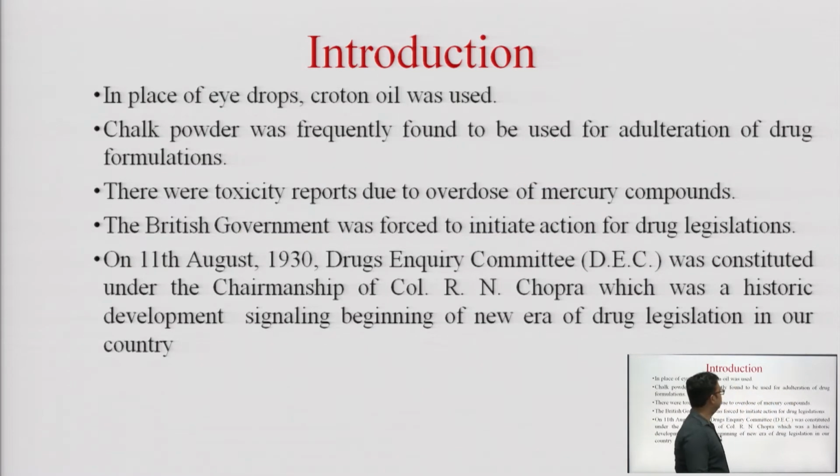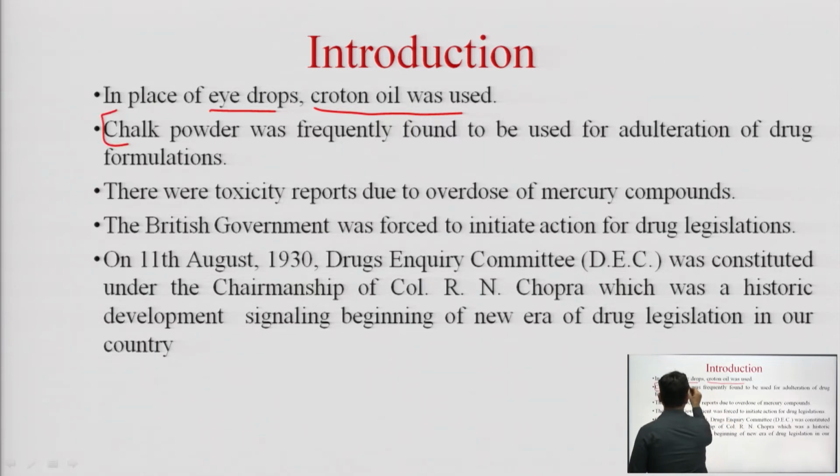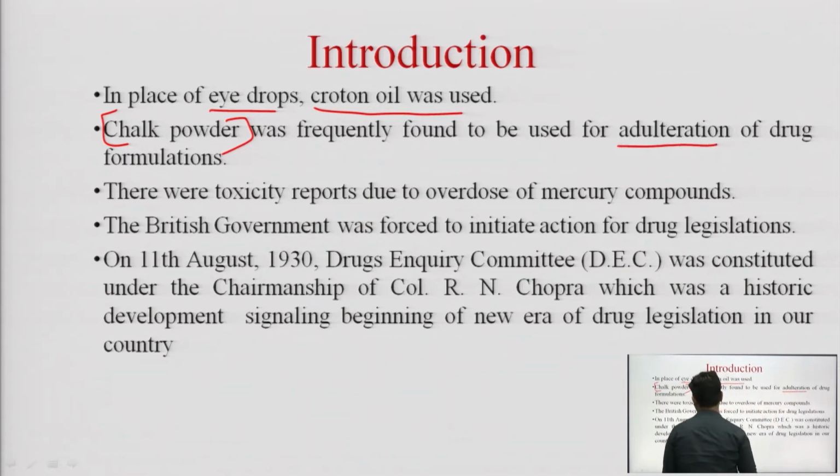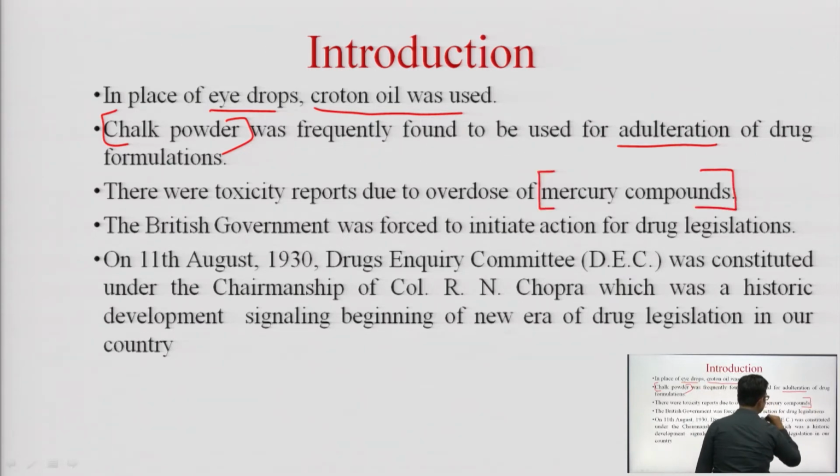So there are a few examples. For example, in the place of eye drops, croton oil was used. Another adulterant was chalk powder. Chalk powder was frequently used for adulteration of the drug formulation. There were toxicity reports due to the overdose of mercury compound. So these were the common mistakes done in the past.